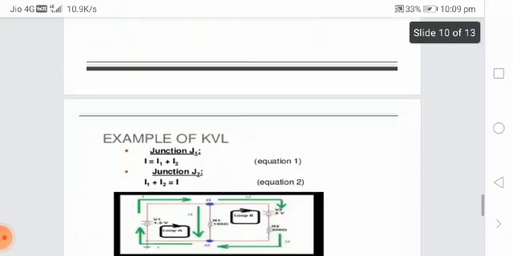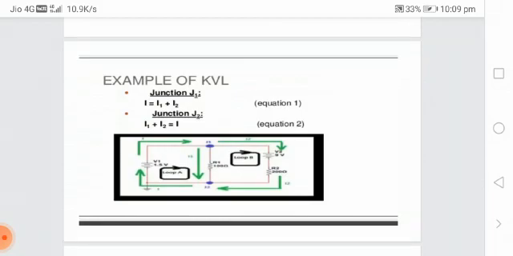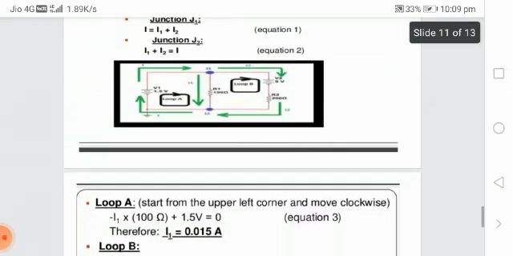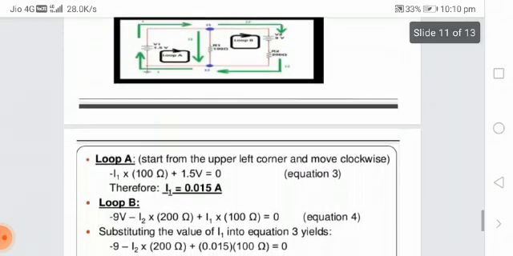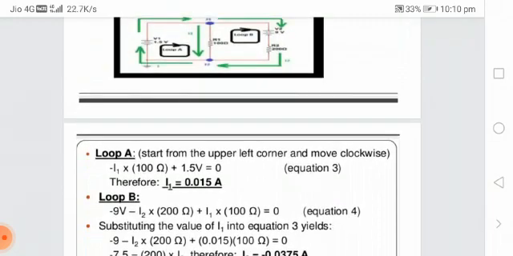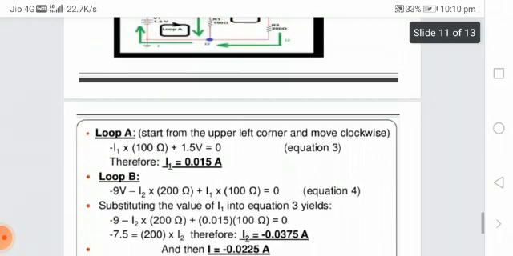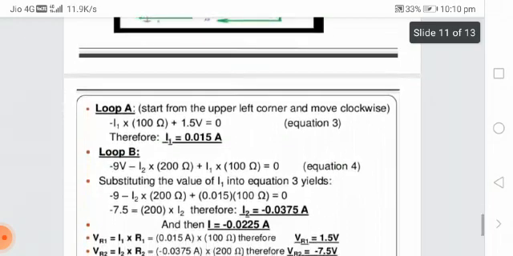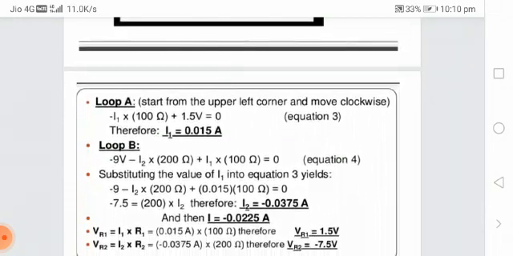Now we will see an example of KVL. This is the example problem of KVL, and with respect to loop A we can get one equation in I1. With respect to loop B we will get another equation in I2 and I1. On solving these two equations we will get the I1 and I2 values.